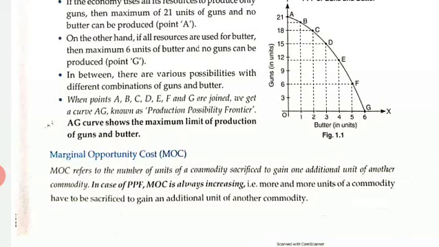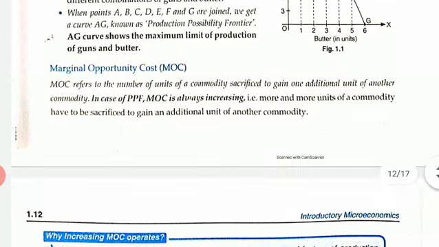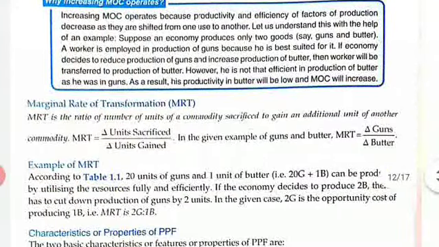So in the case of PPF, MOC is always increasing. MOC increasing means more and more units of a commodity have to be sacrificed to gain an additional unit of another commodity. For example, if you want to consume one extra unit of butter, then you need to sacrifice more of gun. So in the case of PPF, your MOC is always increasing.